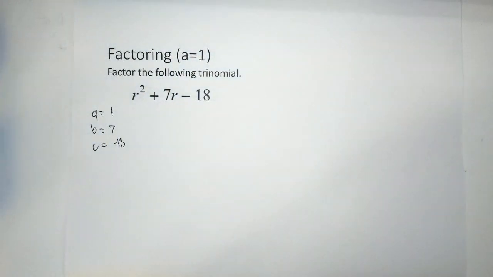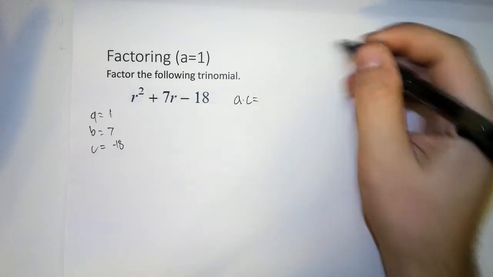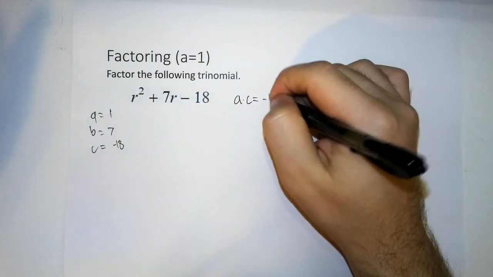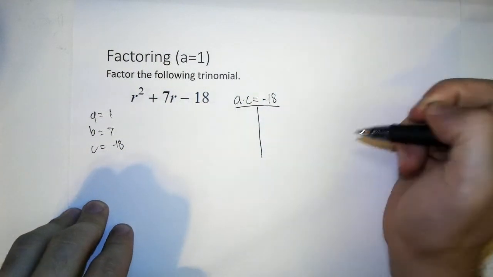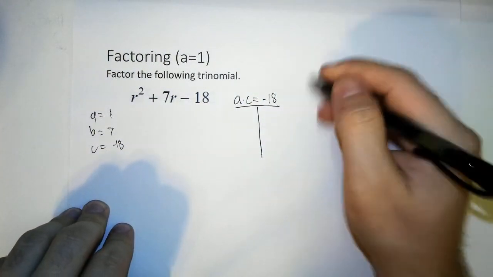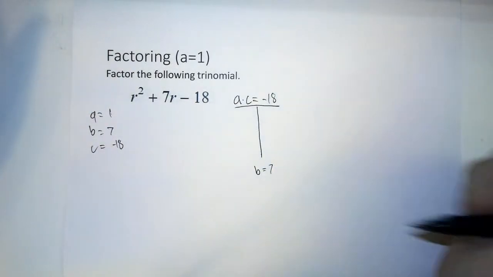So we found A, B, and C. We're now going to remember the process is factors of A times C. So 1 times negative 18 is negative 18. And I want to find all those factors of negative 18, and then I want to pick out the two that add up to B, right? That add up to 7.